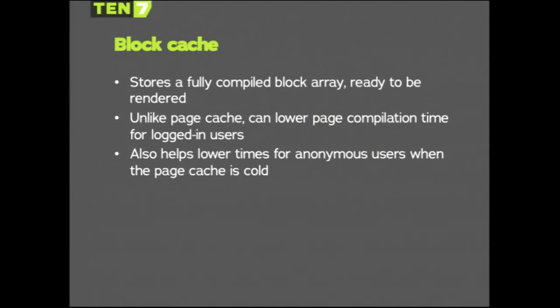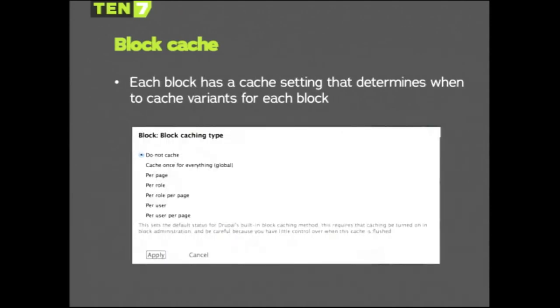So each individual block has a cache setting that determines when you should be able to cache different variants of the block. And when I'm talking about variants of the block, I mean that there are times in which the block will display different content depending on who is viewing the page or who is viewing the block or which page the block is being viewed on. And you are able to configure on a per block basis what level to vary that content.